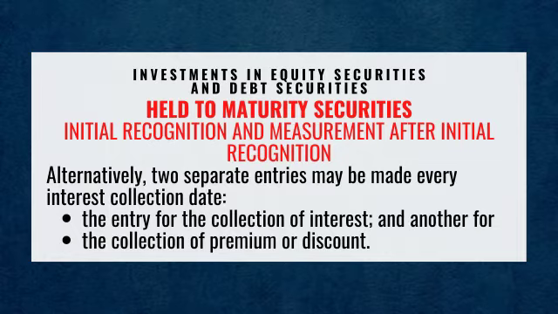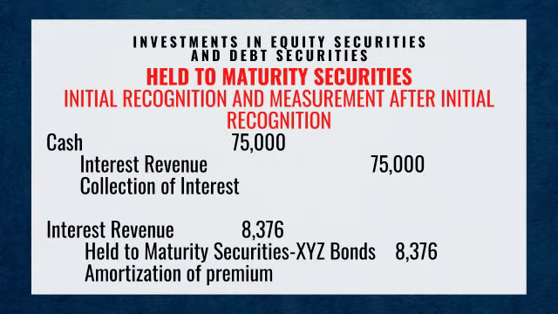An entry for the collection of interest and another for the amortization of premium or discount. Debit cash for 75,000 pesos, credit interest revenue for 75,000 pesos, collection of interest. Debit interest revenue for 8,376 pesos and credit held to maturity securities, XYZ bonds, 8,376 pesos, amortization of premium.